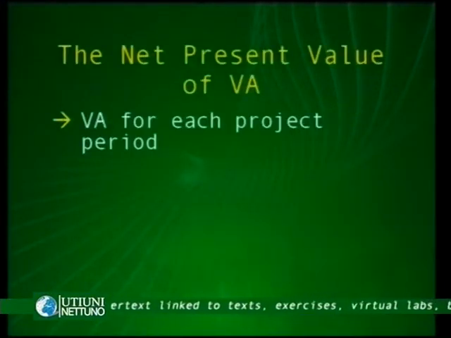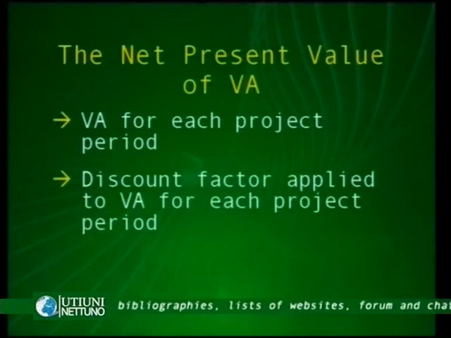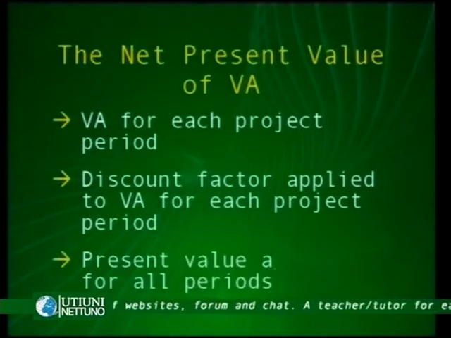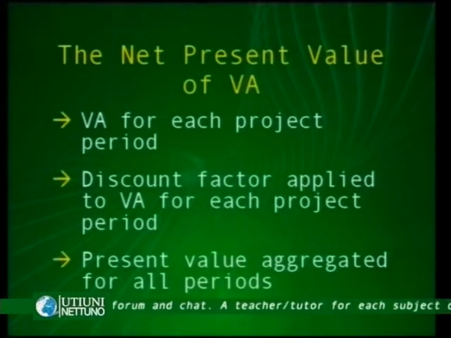In order to calculate the net present value of value added, we have to follow these steps. First of all, we have to calculate the value added for each project period. Then we have to calculate the discount factor and apply it to the value added for each project period. And then we have to calculate the present value aggregated for all the periods. So in other words, we are following the same logical procedure that we already applied for the calculation of the net present value of cash flows in financial analysis, and of the present value of economic costs and benefits in the economic cost benefit analysis.